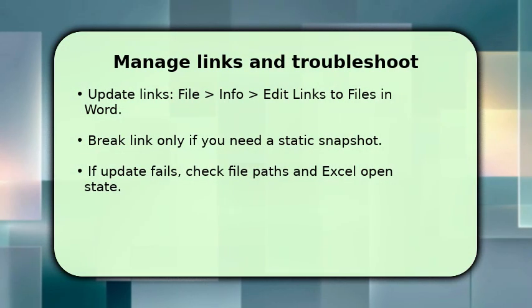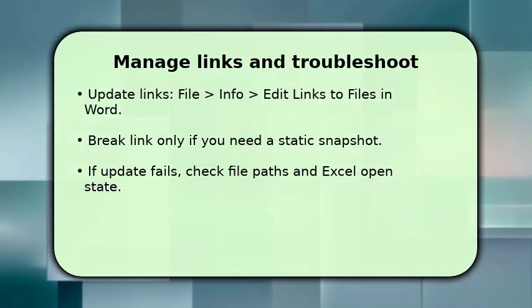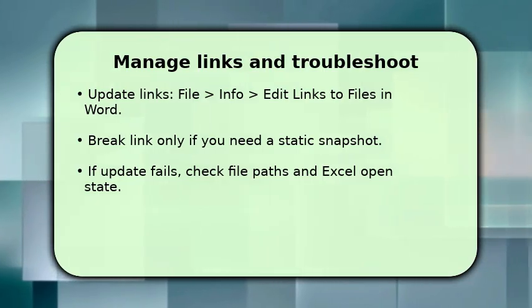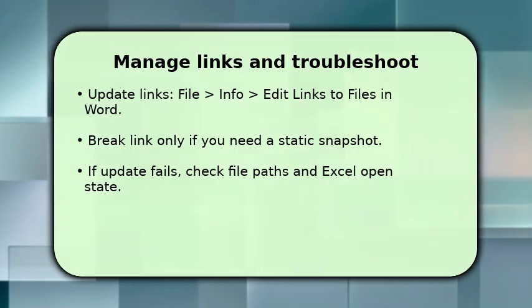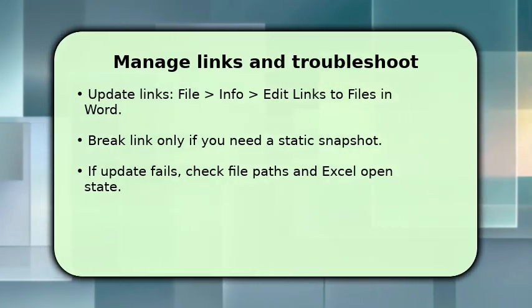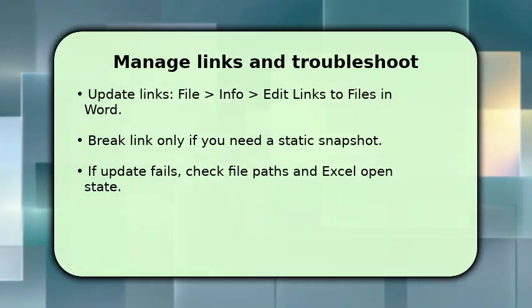In Word, go to File, Info, Edit Links to Files. Set automatic or manual updates depending on your workflow. If you want a fixed snapshot, break the link, but remember this removes live updates. Once done, save both documents and verify link behavior across moves by keeping relative paths or using shared network locations.